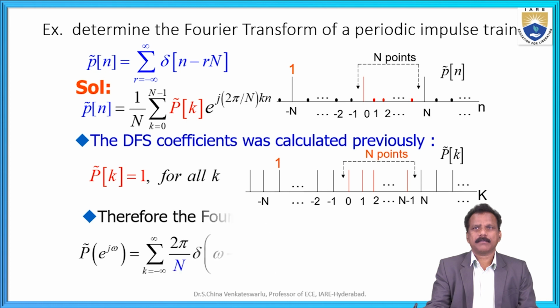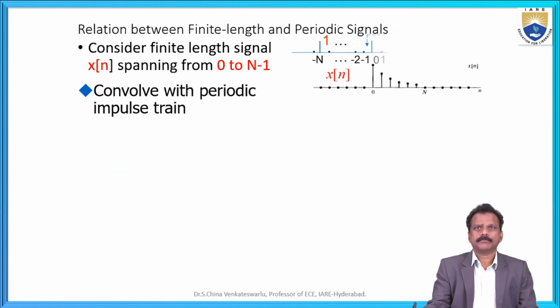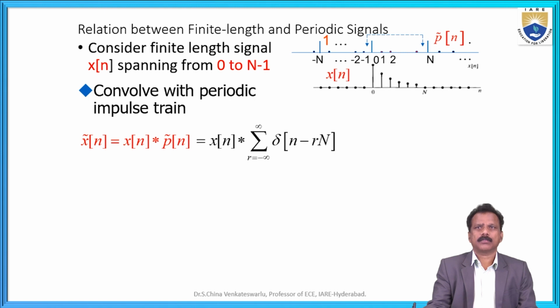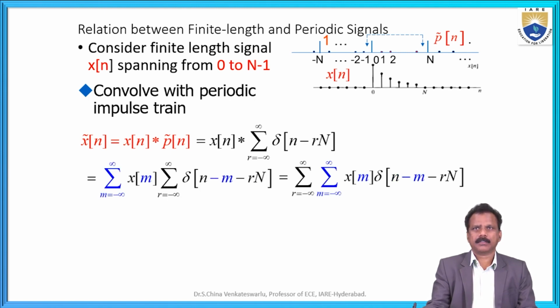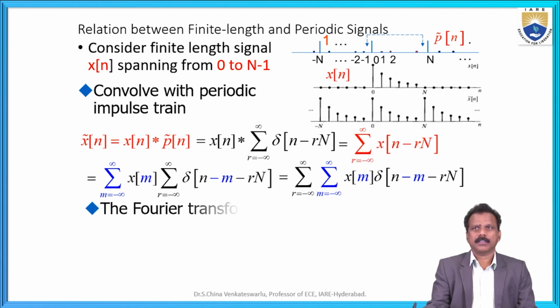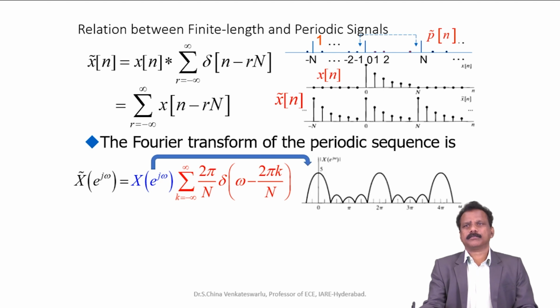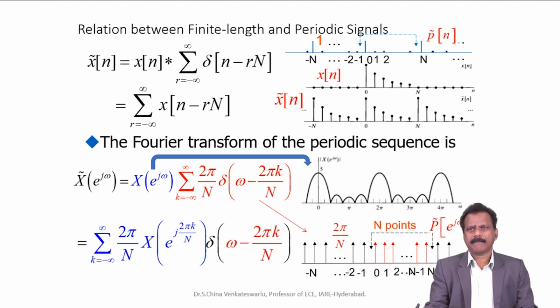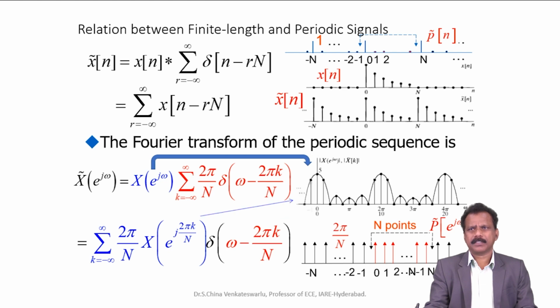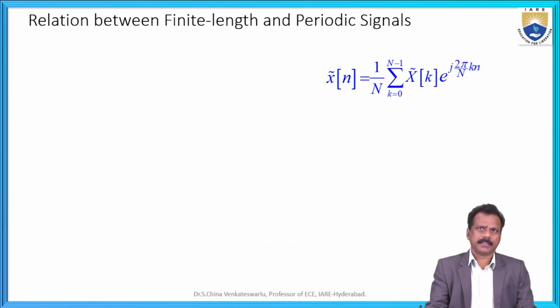We will see an example of this after this. This also we will discuss later, for convolution with periodic impulse values. The Fourier transform of the periodic signal is represented graphically like this.